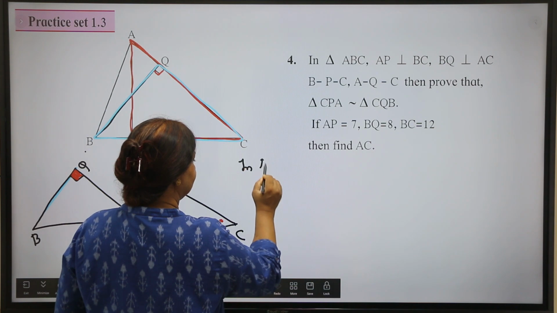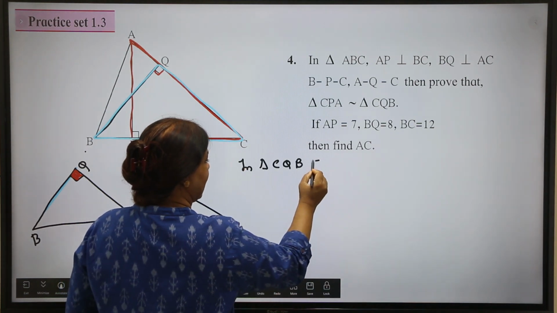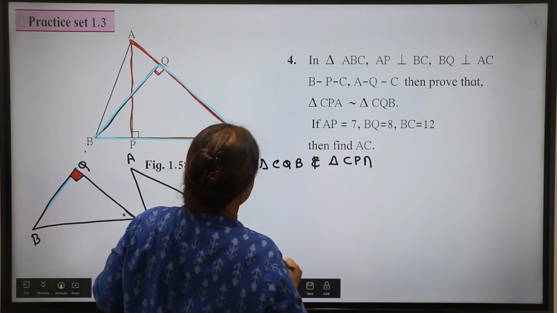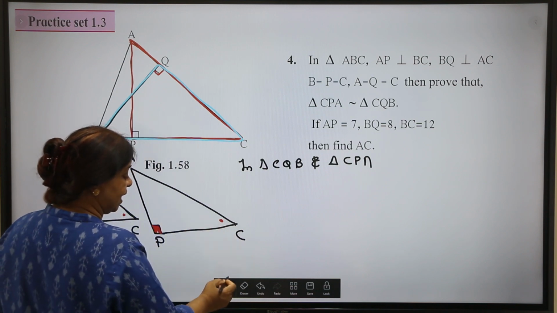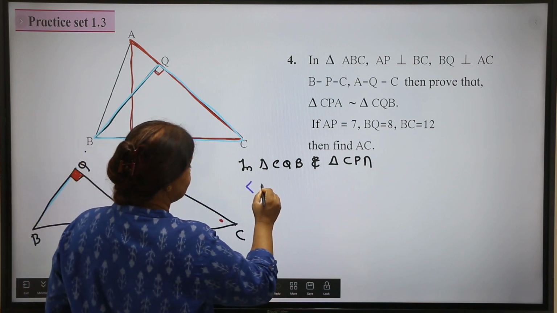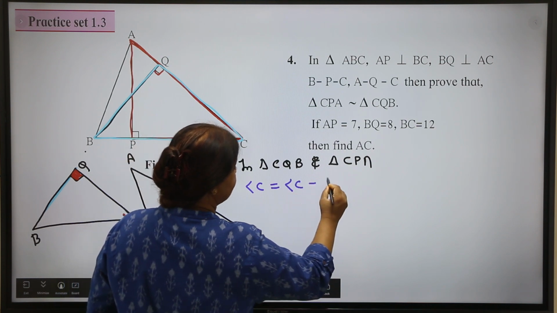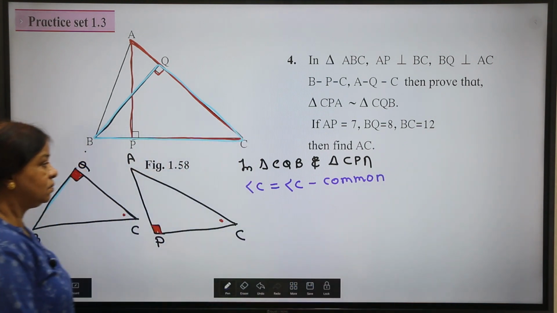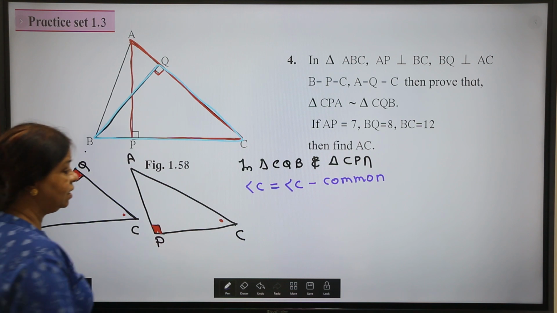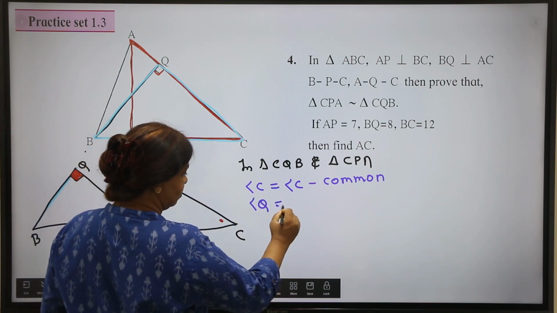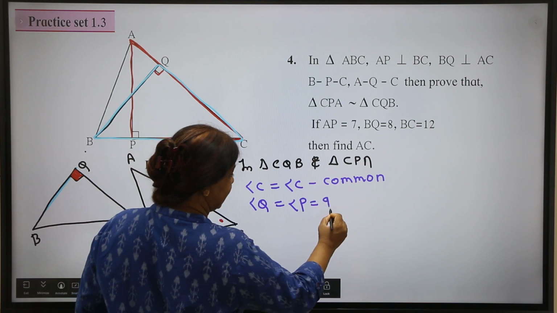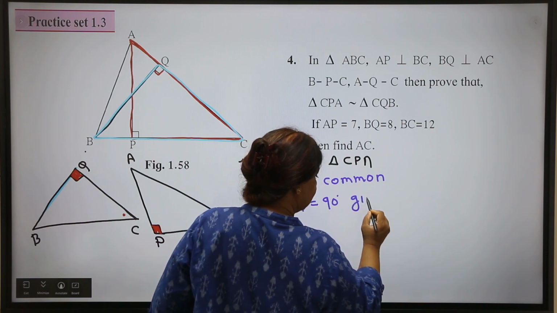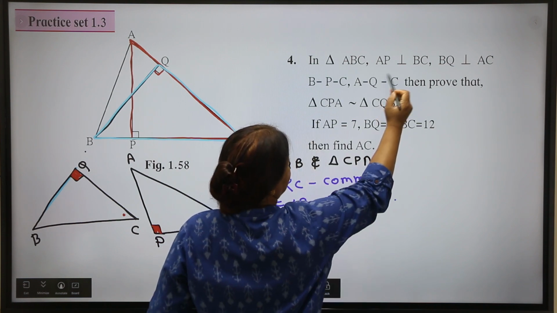So in triangle CQB and triangle CPA, which angle is a common angle? Angle C is equal to angle C, and the reason is common angle. Clear? And angle Q is equal to angle P. Angle Q is equal to angle P, which is equal to 90 degrees. Reason is given because they are perpendicular. Given? Yes or no?